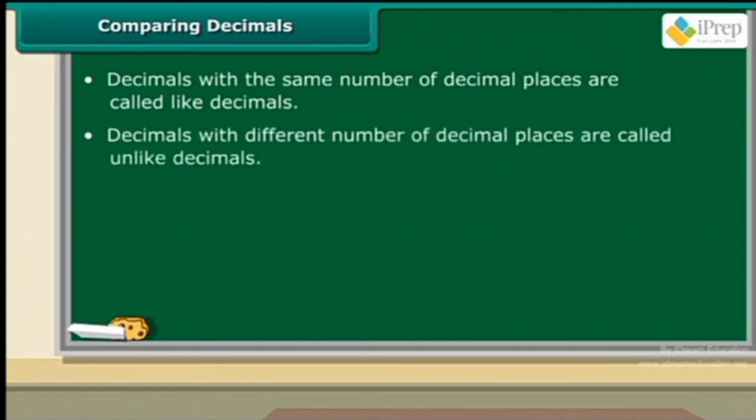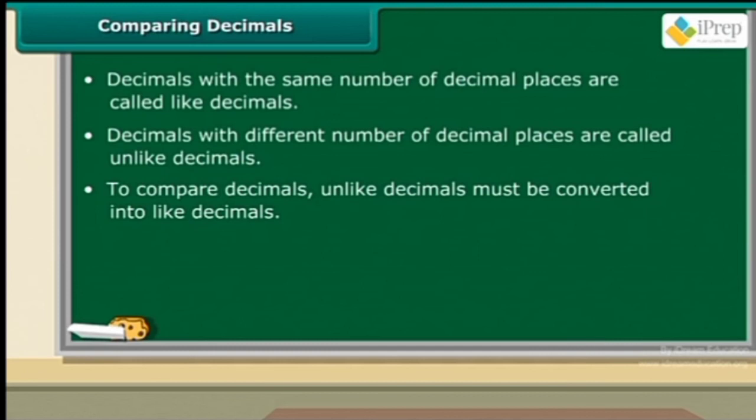Decimals with the same number of decimal places are called like decimals. And decimals with different number of decimal places are called unlike decimals. In order to compare decimals, convert unlike decimals into like decimals. This can be accomplished by annexing trailing zeros to the number that has a shorter decimal part. Annexing zeros in the end will not make any difference to the value of the decimal.